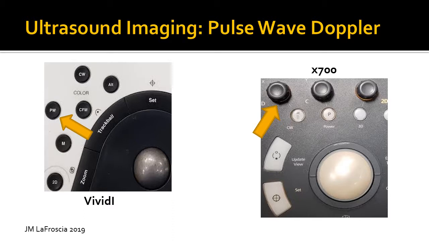Use the trackball to move the sample volume over the area of interest. Press PW or D again to go back to regular imaging. Give this mode a try next time you have a nice image of a valve or pulmonary vein.